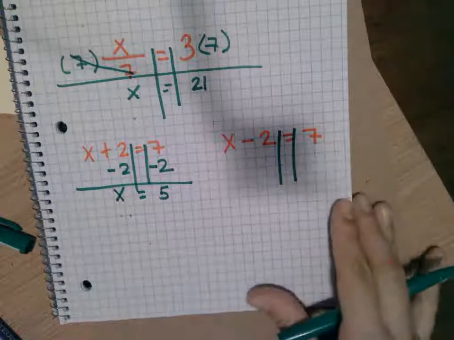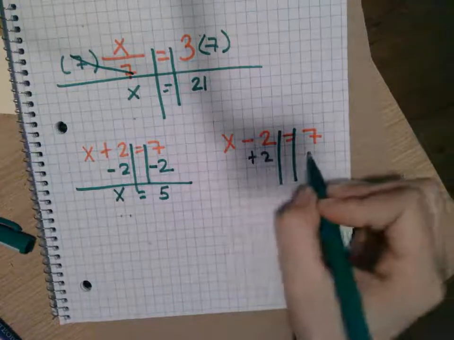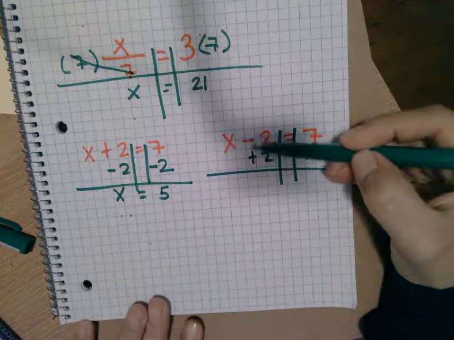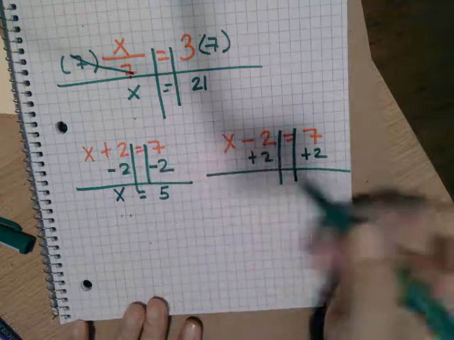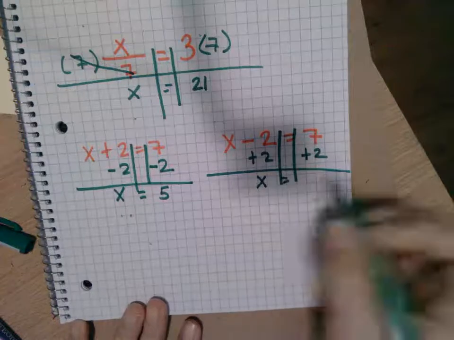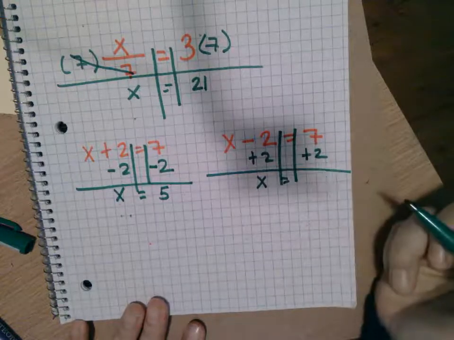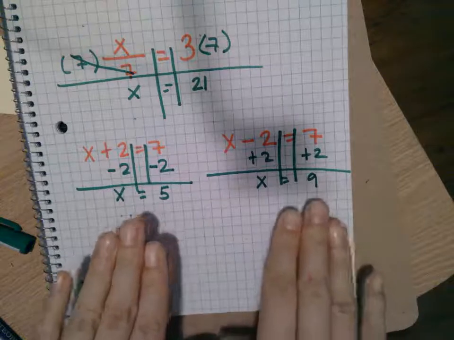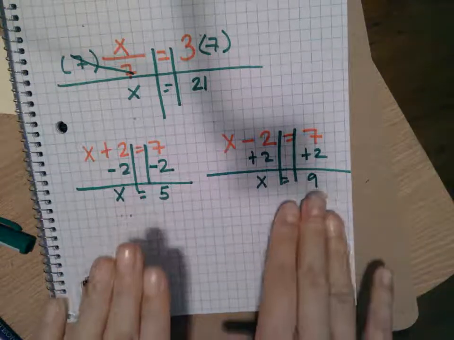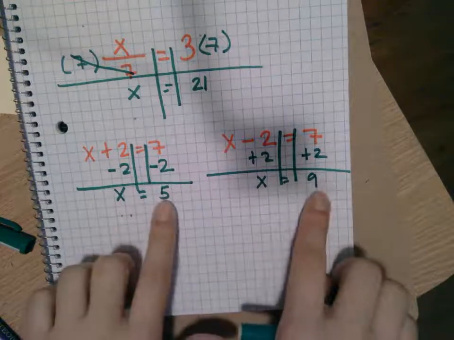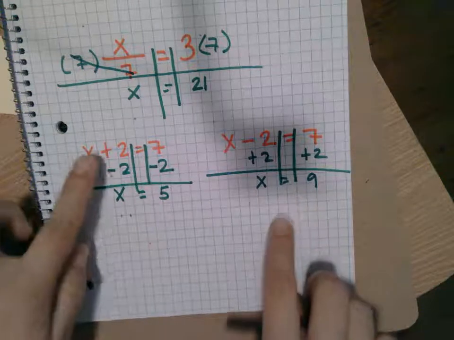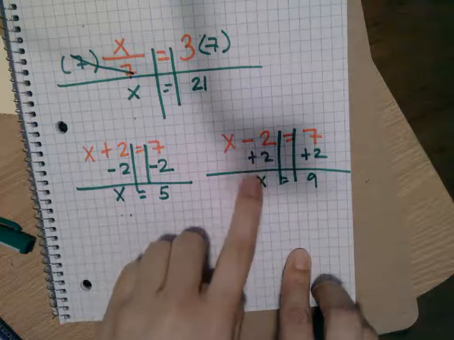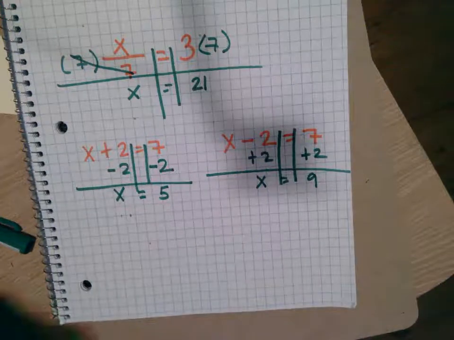Now, what if it's x minus 2 equals 7? We do plus 2 on both sides. Notice here, it's the opposite operation, right? So I'm left with x equals, what's 7 plus 2? 9. So take a moment. What's the difference between these two problems? I get completely different answers, right? So if it's addition, you're going to subtract. If it's subtraction, you're going to add, right?